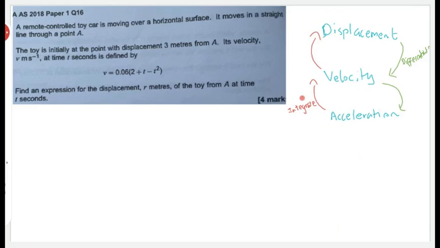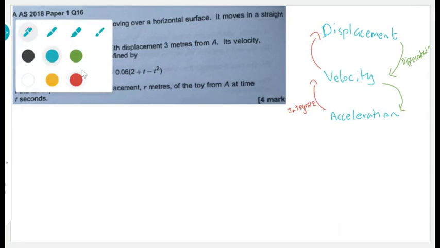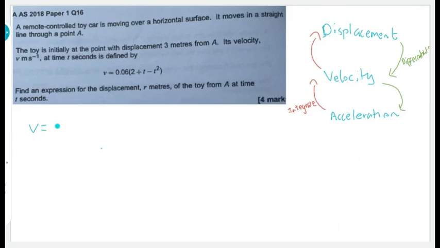And also this way. So with this one, we've been given that v equals 0.06 times 2 plus t minus t squared. So we're trying to find an expression for displacement. So we need to integrate.